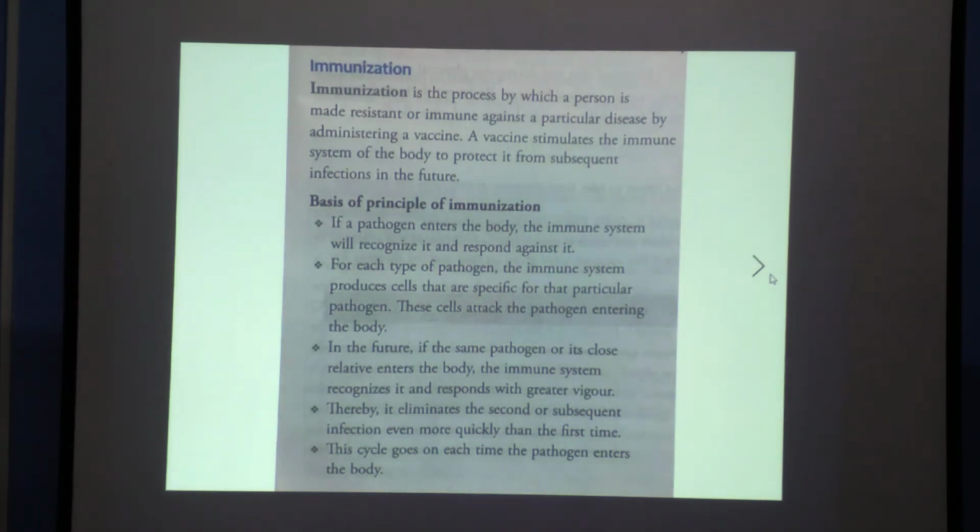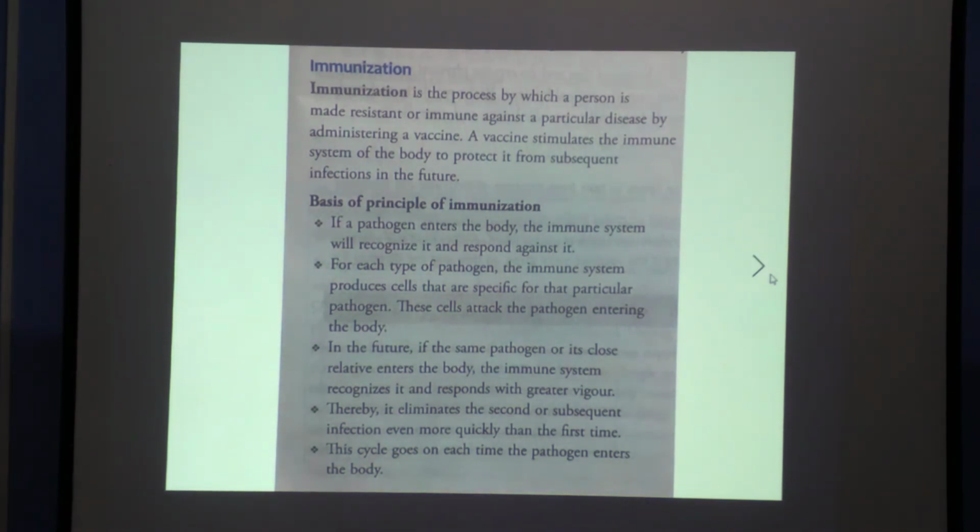What are the basic principles of immunization? If a pathogen enters a body, the immune system will recognize it and respond against it. For each type of pathogen, the immune system produces cells that are specific for that particular pathogen, as I already told you. So if you are vaccinating against polio, it will fight against the pathogen which causes polio and not any other pathogens. These cells attack the pathogen entering the body for that particular disease.